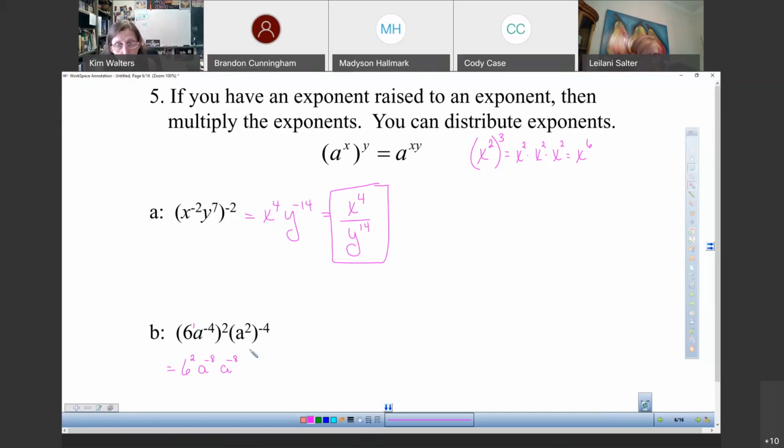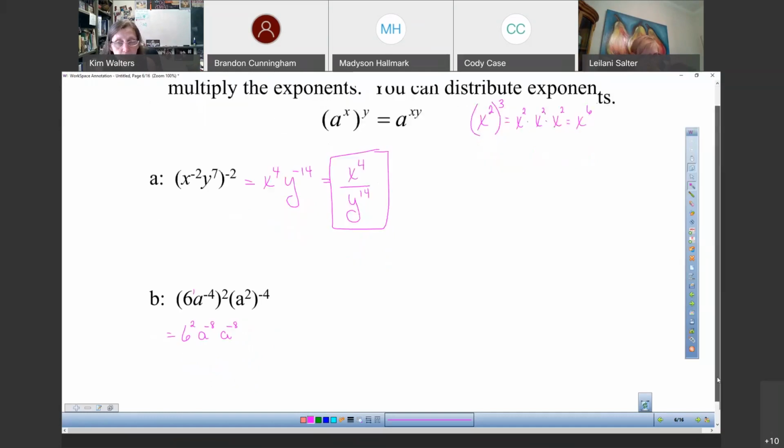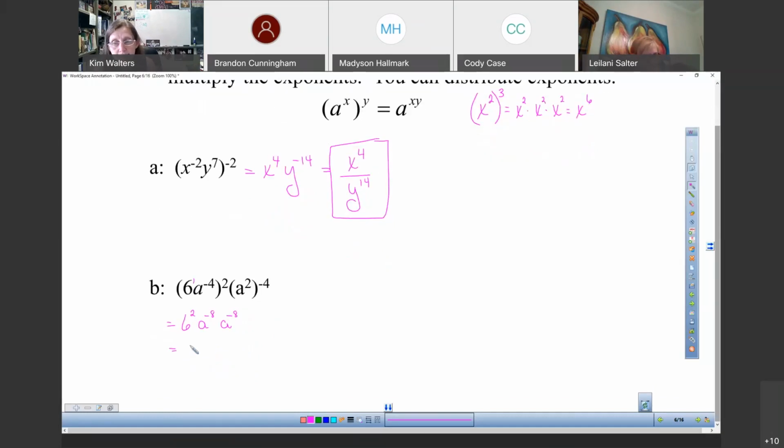Okay, so continuing to clean this up. The next thing I need to do is say, okay, well, I know what 6 to the second power is. That's 36. These two a's are both raised to the negative power, and so I'm going to move those to the denominator. So this is going to be a to the 8th, and then another a to the 8th. And so in my denominator, I have a to the 16th power because I'm adding those exponents. And in the numerator, I have 36. And so my final answer is 36 over a to the 16th.